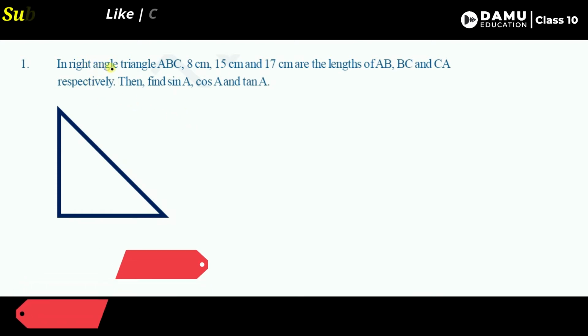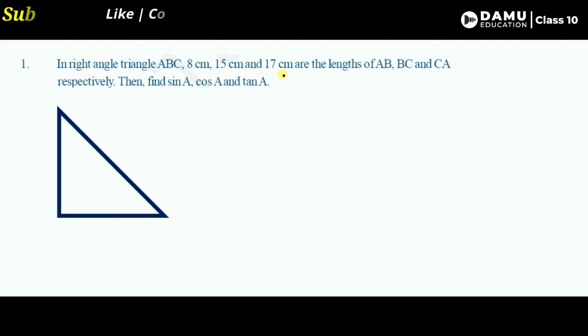In the right angle triangle ABC, 8 centimeter, 15 centimeter and 17 centimeter are the lengths of AB, BC and CA respectively. Then find the sine A and cosine A and tangent A. So actually the shortest form of cosine A is cos A. Then shortest form of tangent A is tan A. So we're going to write it.